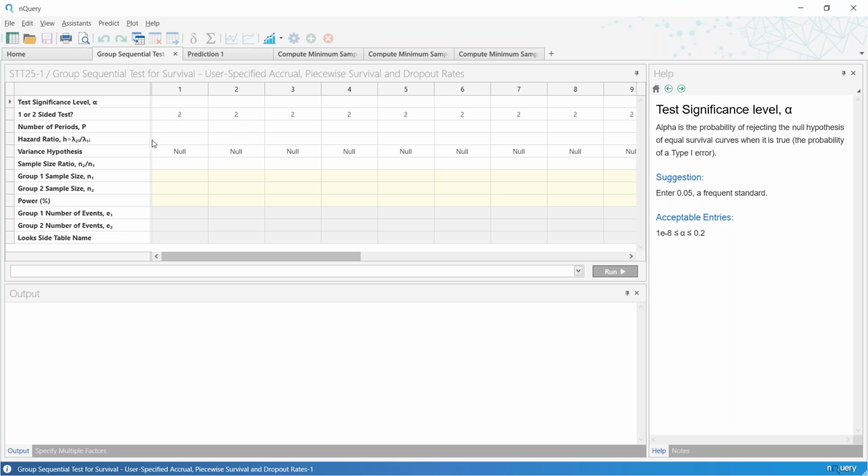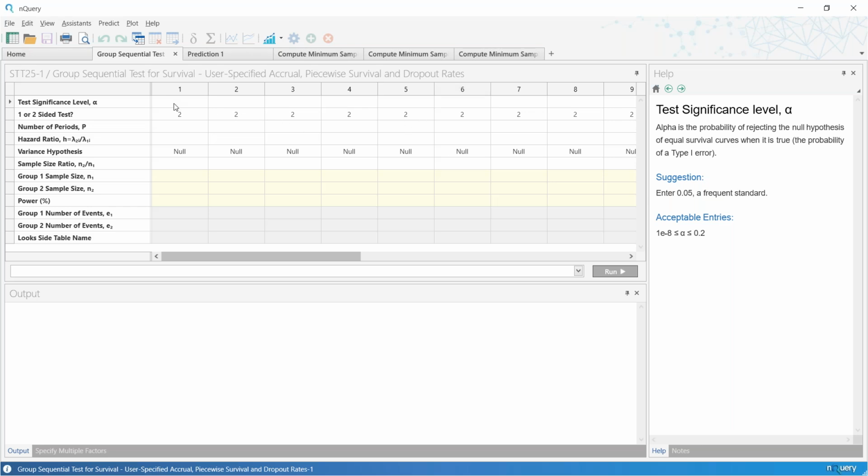This is a sample size table which is for group sequential design for piecewise accrual and piecewise event rates and piecewise dropout. So in this table, we can specify that the event rate changes over time or the dropout rate changes over time. But in this case, actually, it's just a constant event rate, constant dropout rate. So things are a little bit simpler.